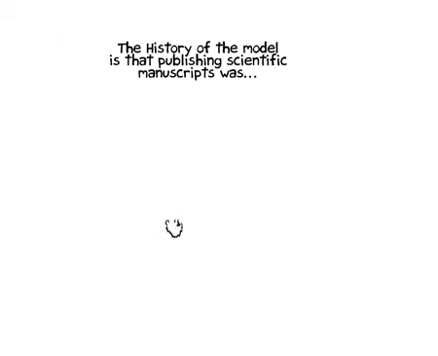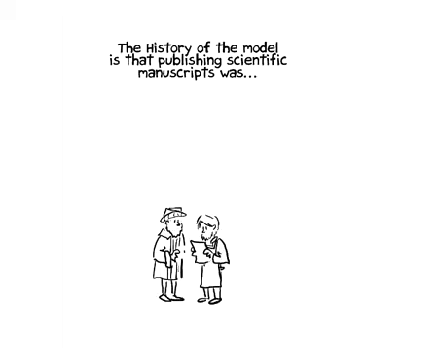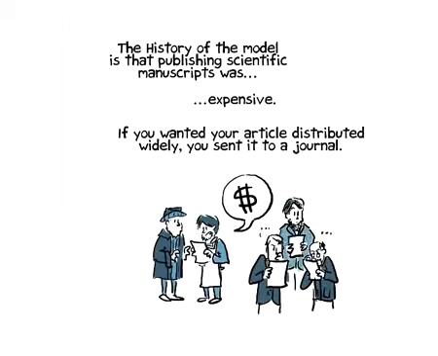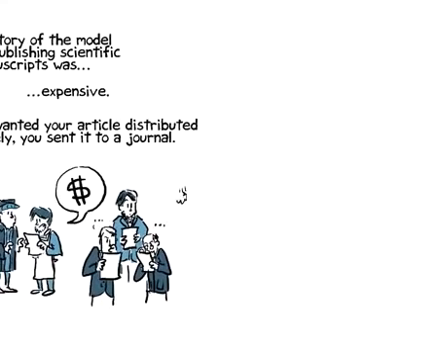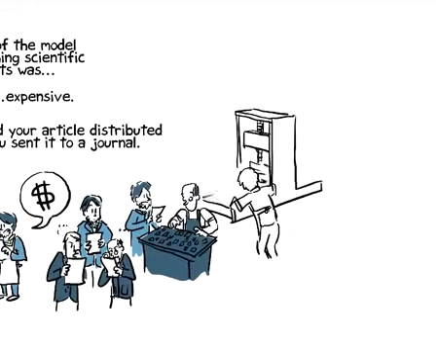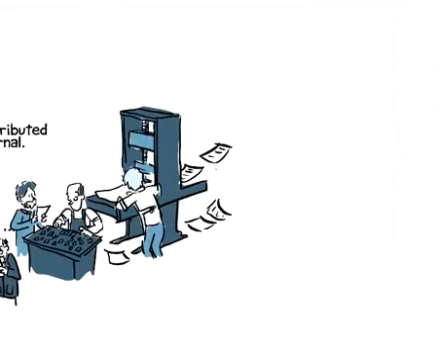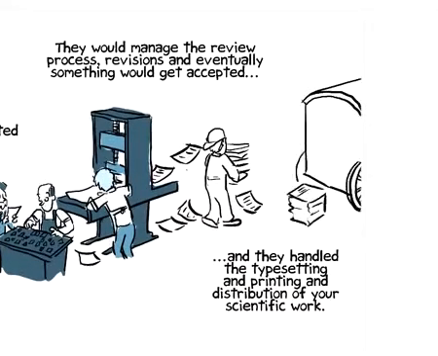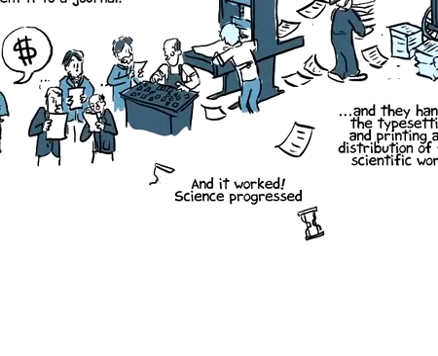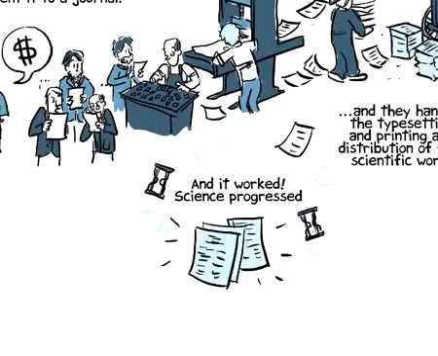The history of the model is really that publishing scientific manuscripts, especially ones with complex, detailed color figures, was expensive. So if you wanted your article distributed broadly and widely, you sent it to one of these journals, and then they would manage the review process and the communications with reviewers and revisions, and eventually something would be accepted, and they handled the typesetting and the printing and the distribution of your scientific work. And it worked. It worked great. Science progressed pretty well, and it became a good way to distribute scientific papers.